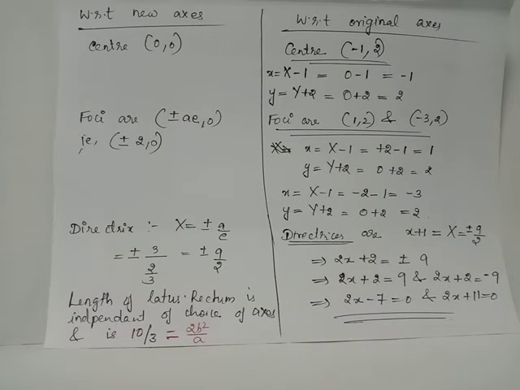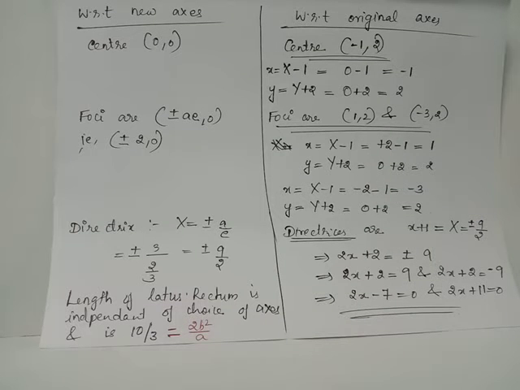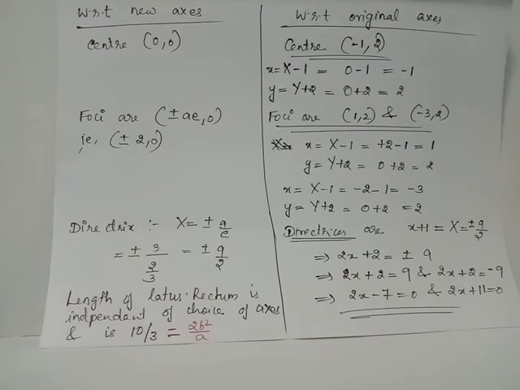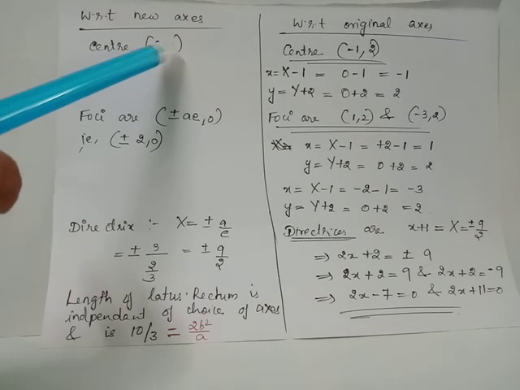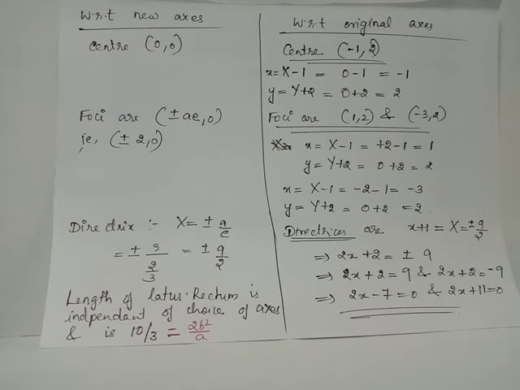Since we have center is 0, 0 for the ellipse, capital X square upon 9 plus capital Y square upon 5 equals 1, we have small x equals capital X minus 1, where capital X equals 0. Therefore, small x equals minus 1 and small y will be capital Y plus 2, where capital Y equals 0. Thus, we have small y equals 2. Thus, center of ellipse with respect to original axis small x small y will be minus 1, 2.